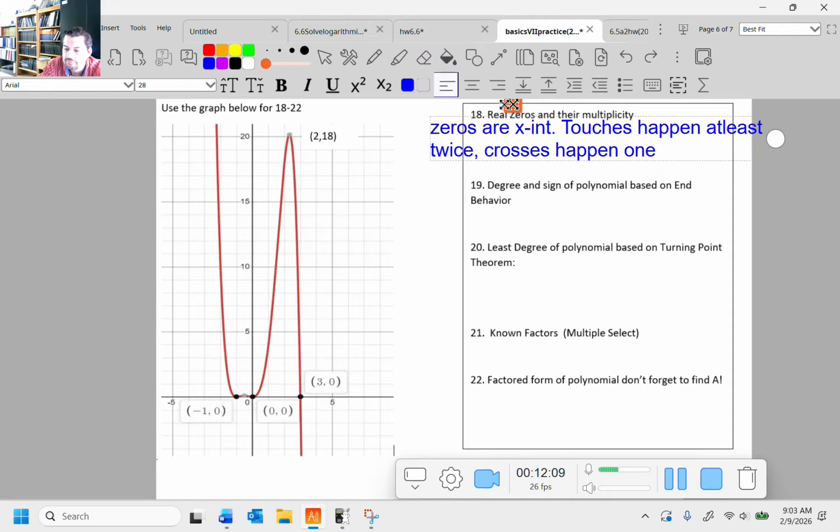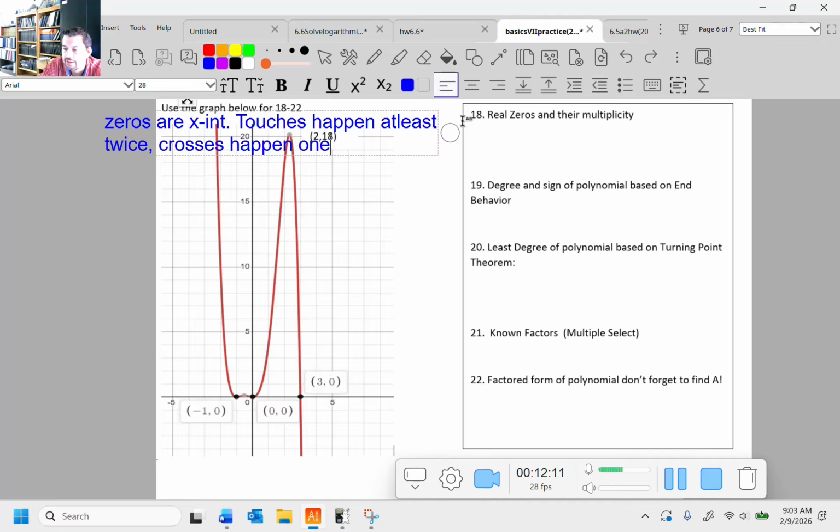But anyways, let's talk about my zeros here. I have an x equals -1. That is a touching. Notice it's bouncing off and coming up. So its multiplicity is 2. I have one here at 0. And you'll notice that it is touching and going back up. It has a multiplicity of 2, which is what the other one had. And the last one I have is x equals 3. And you are literally crossing through the x-axis.